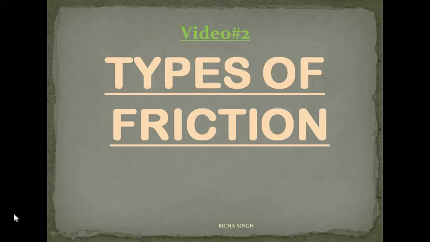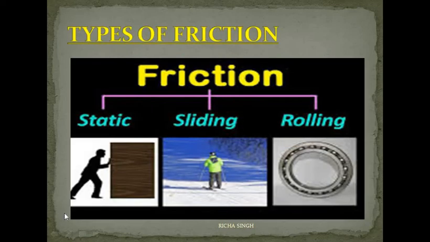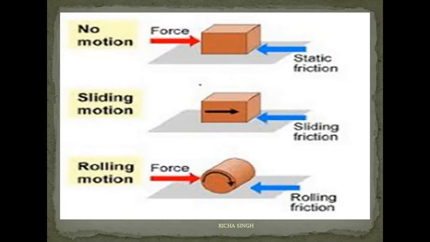Okay, so there are 3 types of friction, that is static, sliding and rolling friction. Static means when the object is not moving, sliding when the object has just started to move, and rolling when the object is rolling on the surface, then this friction acts. So let's study each friction one by one.